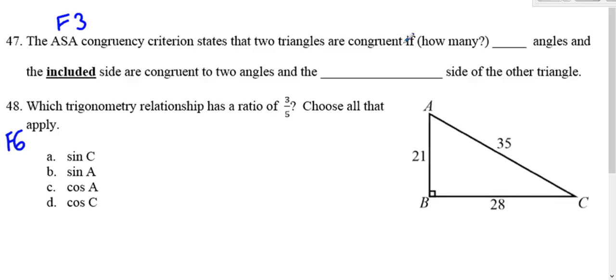Angle side angle states that two triangles are congruent if, how many angles? There's 2. Two angles and the included side are congruent to two angles and the included side of the other triangle.